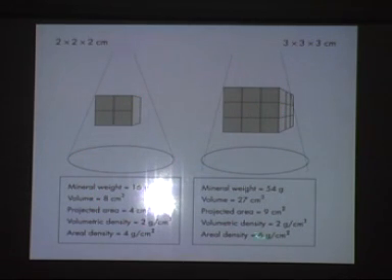So the area density here will be higher than here. So we cannot compare a child who is small even to the children of similar age. We have to compare him to children of similar height.